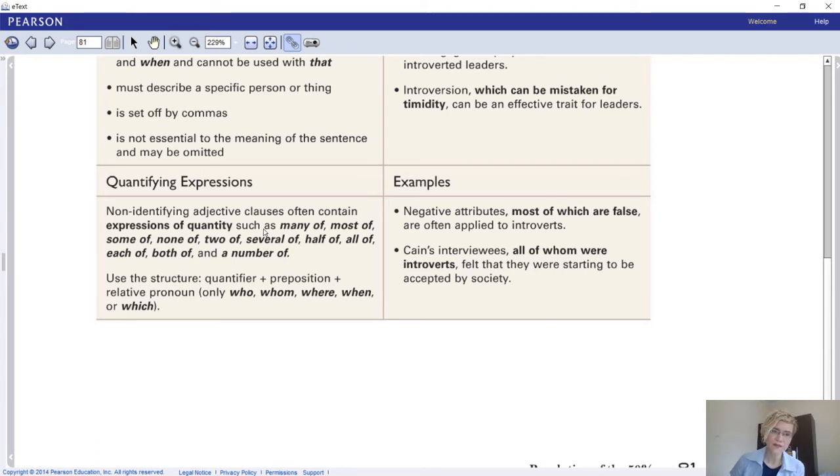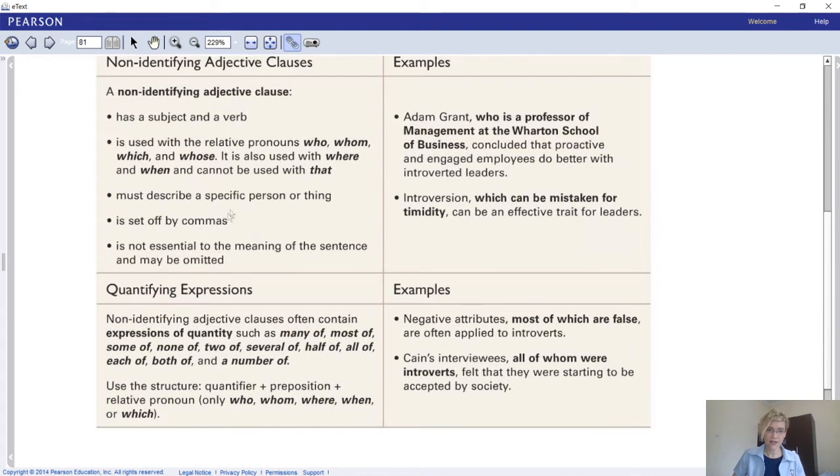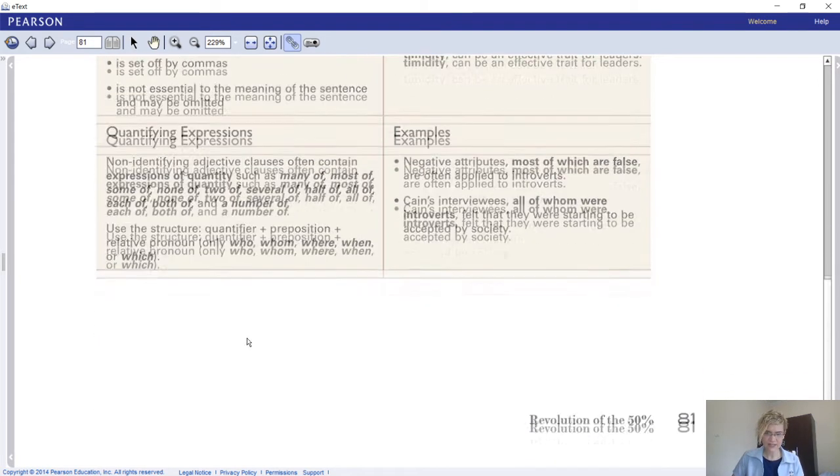So you could use a quantifying expression to start the adjective dependent clause. So it starts off with most of and then which, or all of and then whom, or half of and then who. So you can use those quantifiers in front of the relative pronoun, but you only do that for non-identifying adjective clauses, because that is extra information that does not necessarily have to be mentioned. If I would say negative attributes are often applied to introverts, it's still okay, it makes sense. So remember to use the quantifying expressions only for the non-identifying adjective clauses, which need a comma, because that additional information is not necessary.